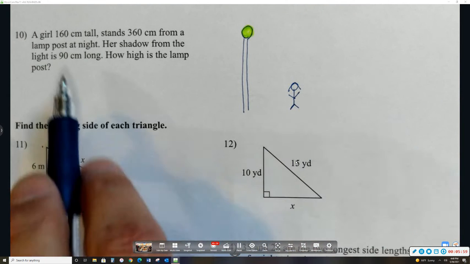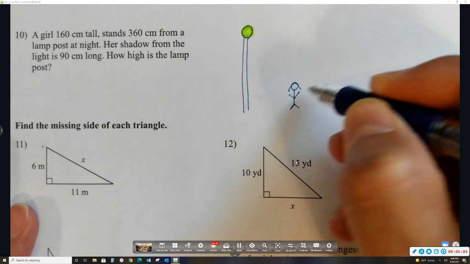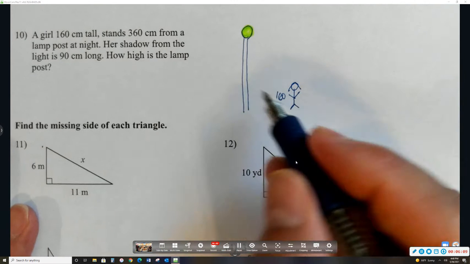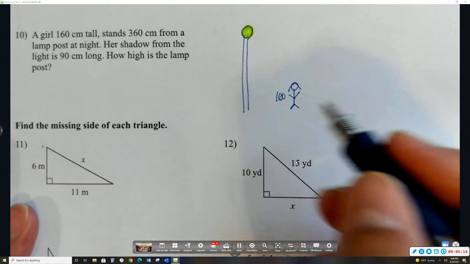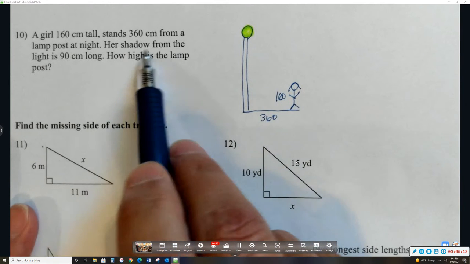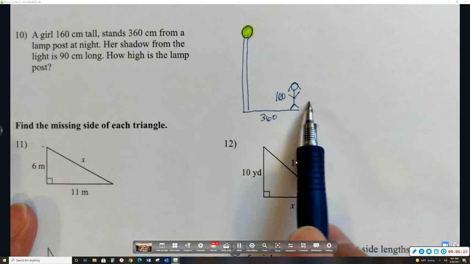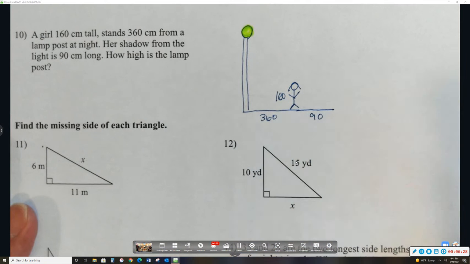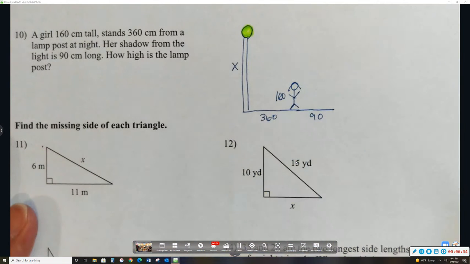Anyway, this girl is 160 centimeters tall, so her height is 160, and it says she stands 360 centimeters away from a lamppost. So this distance is 360 centimeters. Her shadow from the light is 90 centimeters long. So the light is shining, and it's casting her shadow, and the shadow is 90 centimeters long. How high is the lamppost? So how tall is the lamppost?